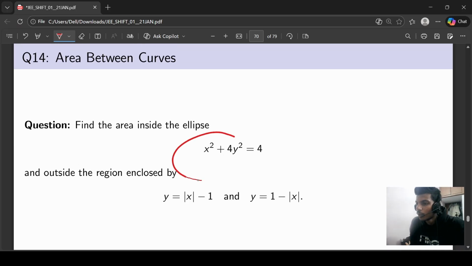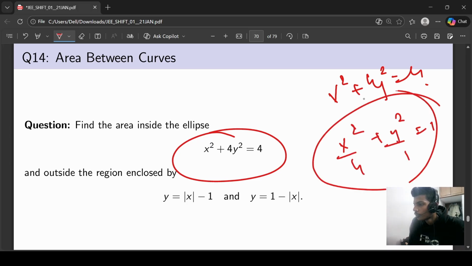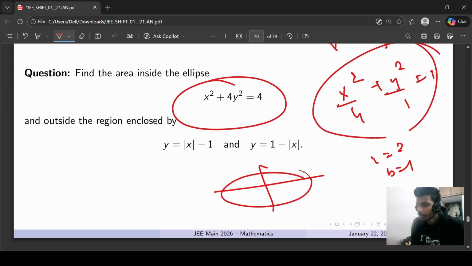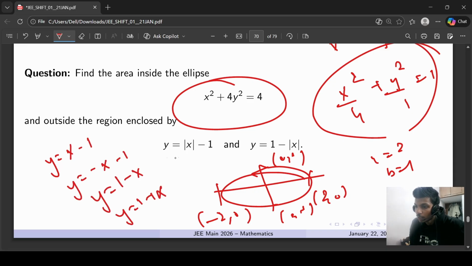Okay, so it's area under curves. An ellipse equation is given, x square plus 4y square is equal to 4, making it most standard form is equal to this. So I will get value of a is 2, value of b is 1. So I get the ellipse. Now we have that y is equal to, okay, so from this we will have two equations. From this we get four lines and they will make a diamond shape, all these lines, and I have to find out the enclosed area.